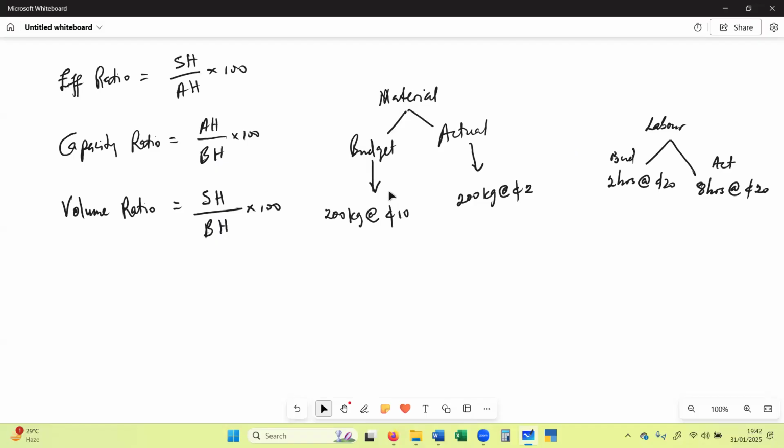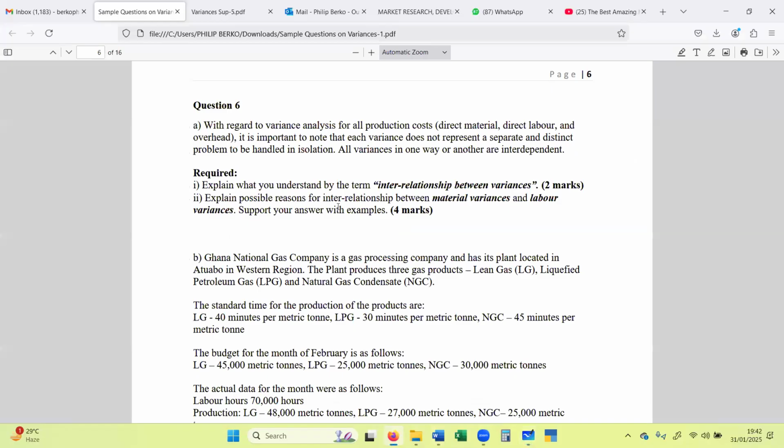All right. So that is the idea about interrelationship between variances. Whatever variance you get from one element is likely to have an effect on another element of cost, because they are interrelated. Now, explain with possible reasons for interrelationship between material variances and labor variances. So that's an example I gave you. They want you to give how material variances can interrelate with labor variance.